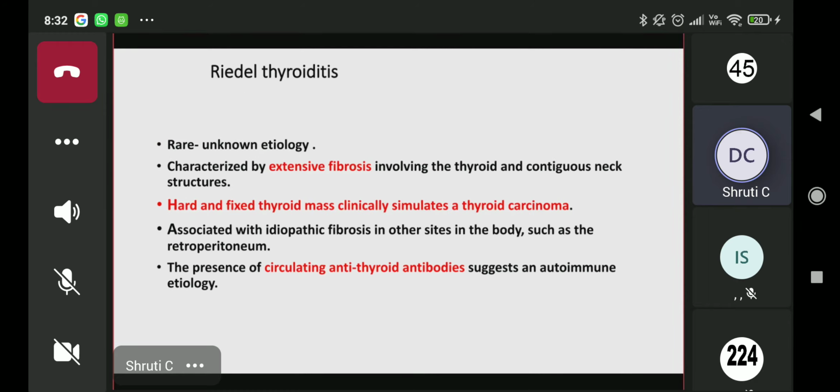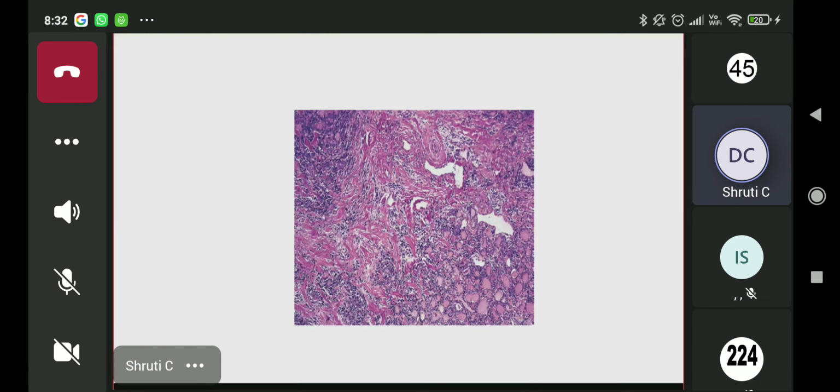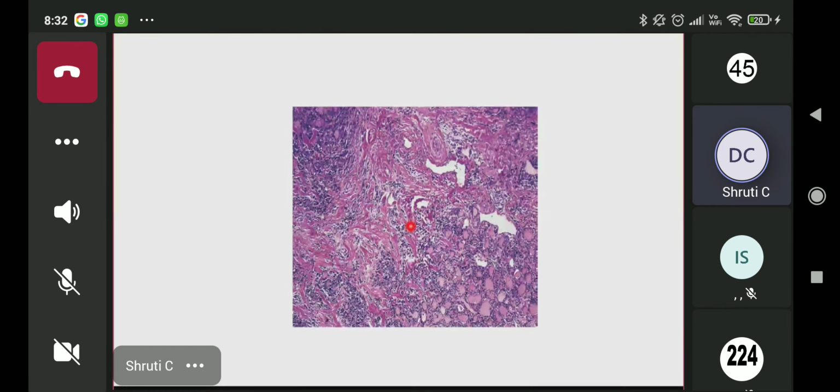Okay. Then Riedel's thyroiditis, you just have to remember that there is extensive fibrosis, and it can involve the thyroid gland and contiguous neck structures as well, and therefore it may simulate a thyroid carcinoma. Again, the presence of anti-thyroid antibodies will give a clue. This is a picture of Riedel thyroiditis. You can see the extensive fibrosis. These are the thyroid follicles, but there is extensive fibrosis in between.